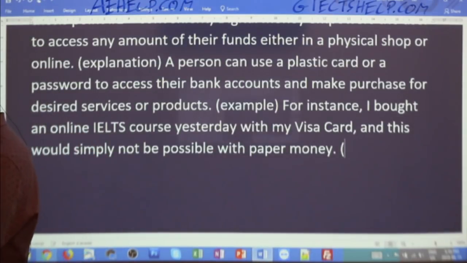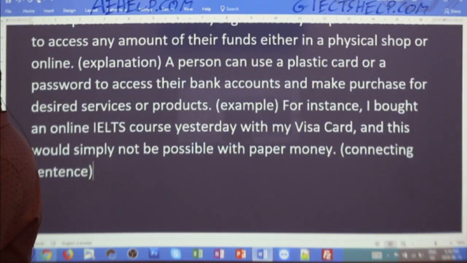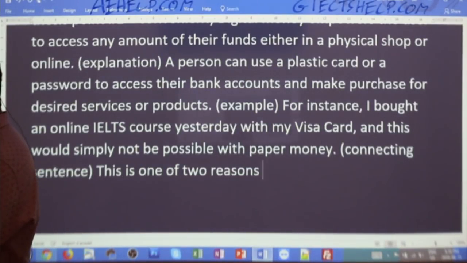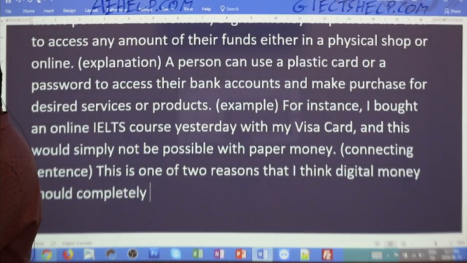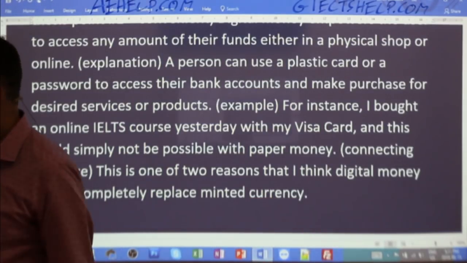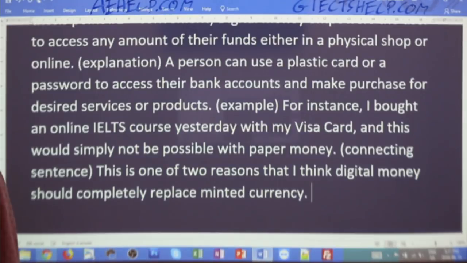And then you can write a connecting, concluding sentence. And in this case, you could simply say something like, this is one of 2 reasons that I think digital money should completely replace printed or minted currency. Okay, so that could be your connecting sentence.